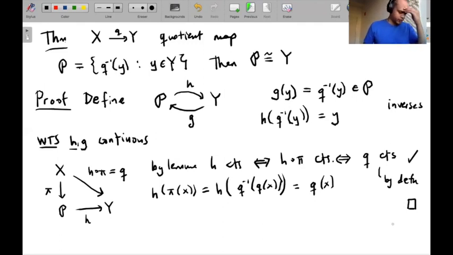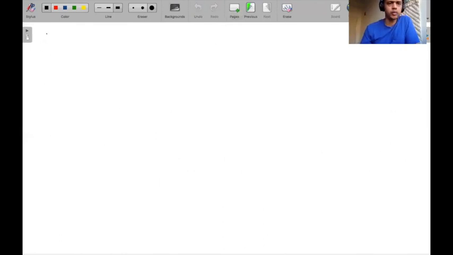Okay, so I want to switch gears now for the remaining part of the lecture. I think that's probably enough quotient spaces for now. So let's talk about something a little bit different. And we'll come back to applications of this theorem next time. So the next topic I want to talk about now is topological groups.